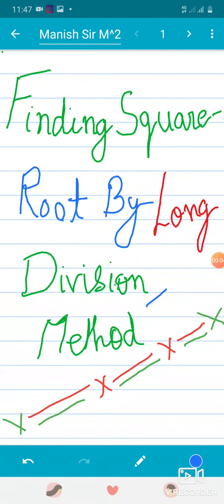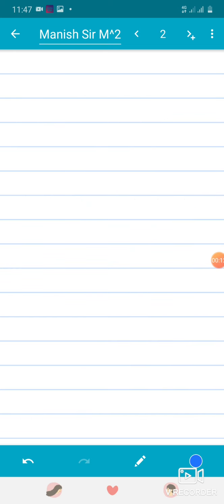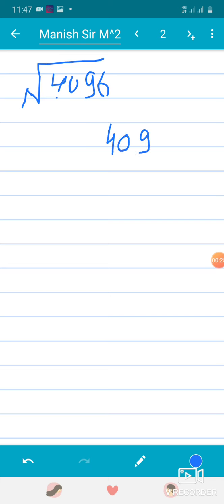Today we are finding out the square root by the long division method. So let us start. Firstly, we will find the square root of 4096. To find the square root of 4096, write it down here and make pairs from the unit place.